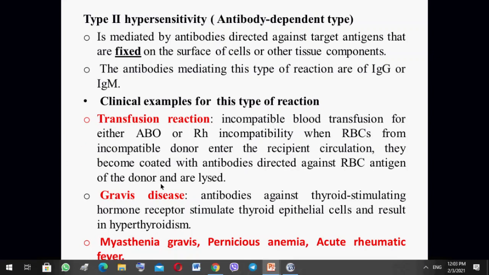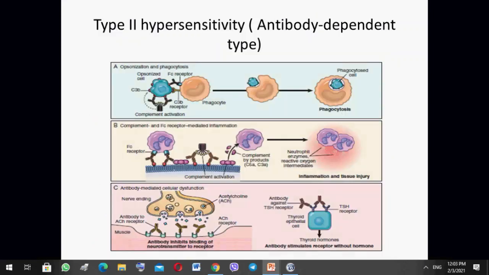Also, in Graves' disease, there are antibodies directed against the thyroid-stimulating hormone receptors, and these antibodies will stimulate the thyroid epithelial cells, and it will result in hyperthyroidism, and we will see in the next slide. Also, we have myasthenia gravis, pernicious anemia, and acute rheumatic fever. All these disorders are triggered by type 2 hypersensitivity reaction, as you will see.